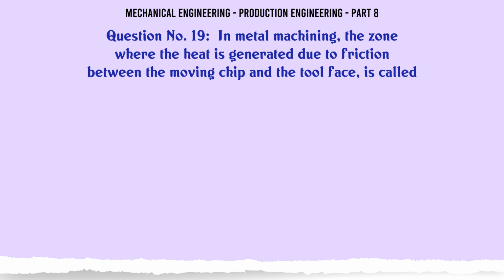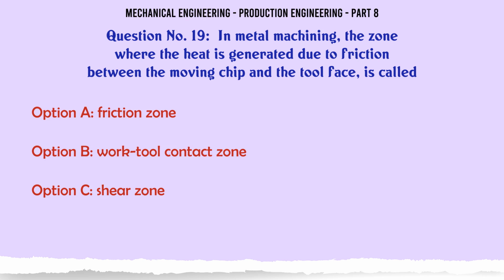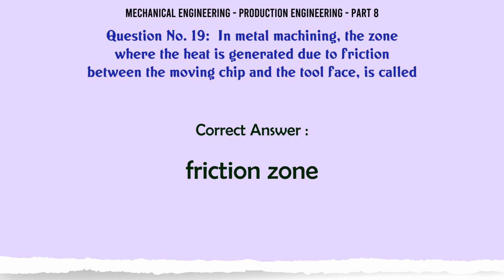In metal machining, the zone where the heat is generated due to friction between the moving chip and the tool face is called A. Friction zone. B. Work tool contact zone. C. Shear zone. D. None of these. The correct answer is friction zone.